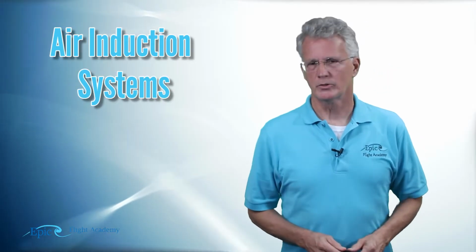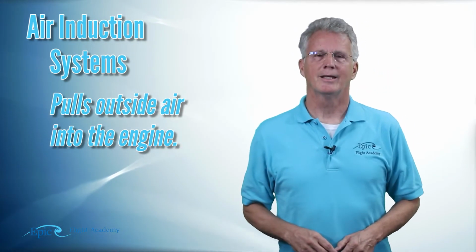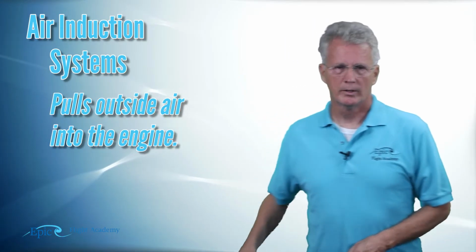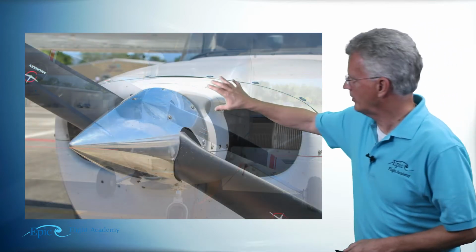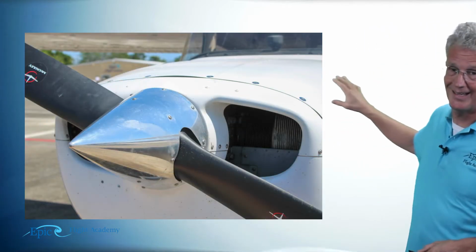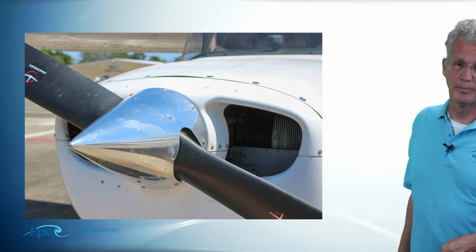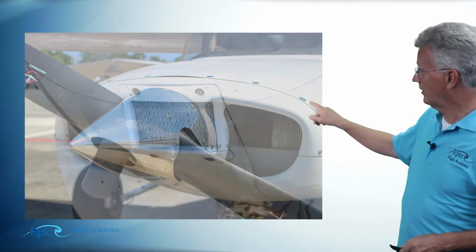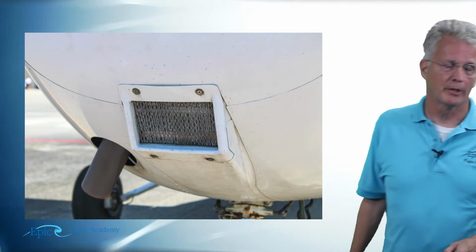The induction system on our aircraft pulls outside air into the engine. Take a look at the nose of this aircraft. Up here you can see air coming into the cowling. That's cooling air. Look down here, you see this rectangular shape? That's the filtered air intake.